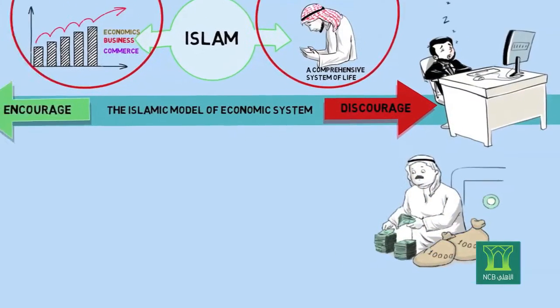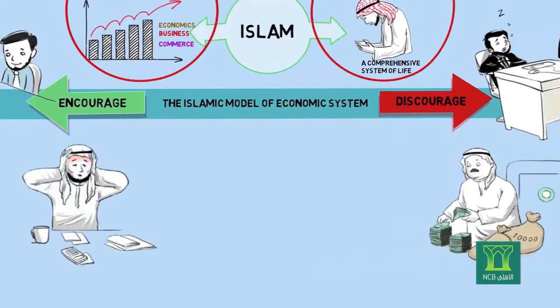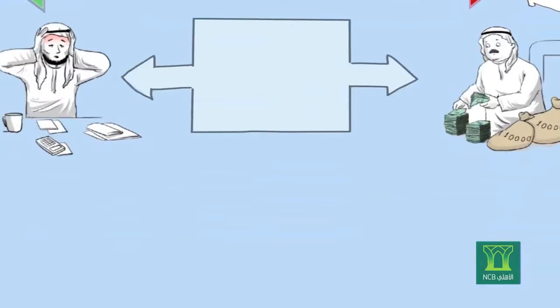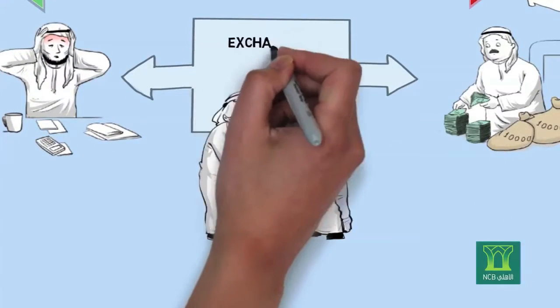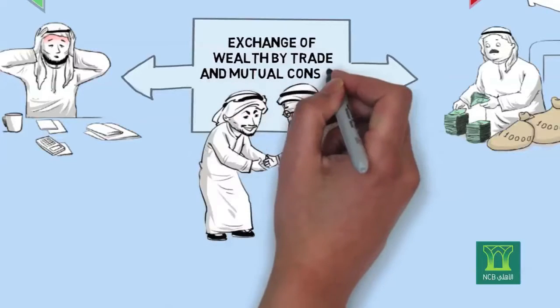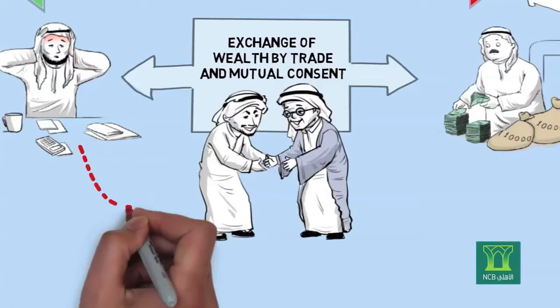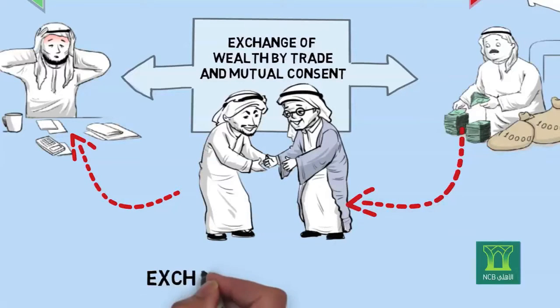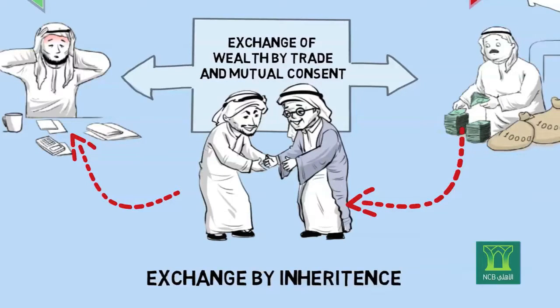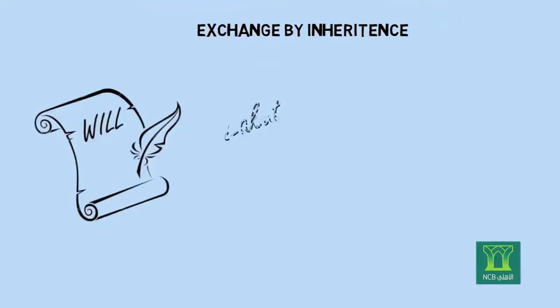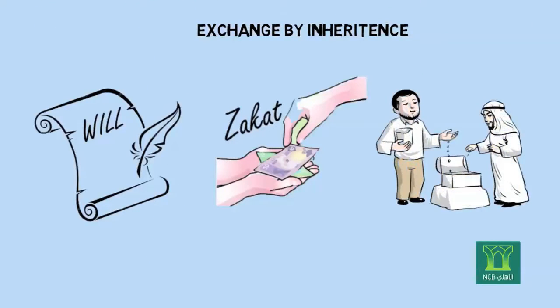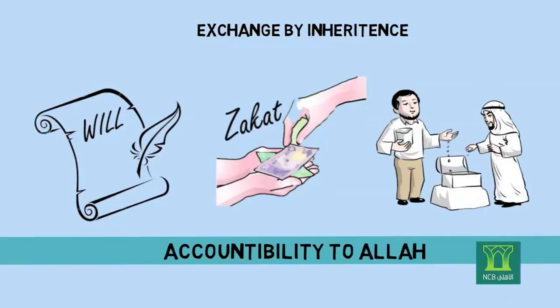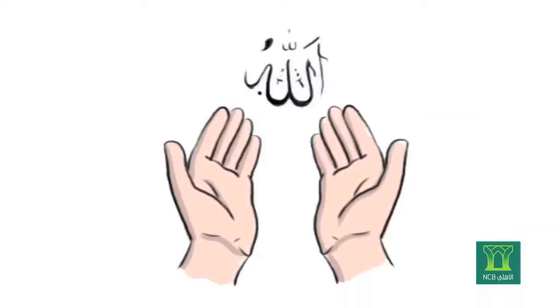Wealth cannot be accumulated and hoarded in few hands. It needs to be exchanged amongst individuals through trade and mutual consent. There is a due share of every individual who lacks the ability in the surplus wealth earned by an able individual. This due share is transferred to them in the form of inheritance, will, zakah, and sadaqah. One is accountable for one's earning and expenditure to Allah.